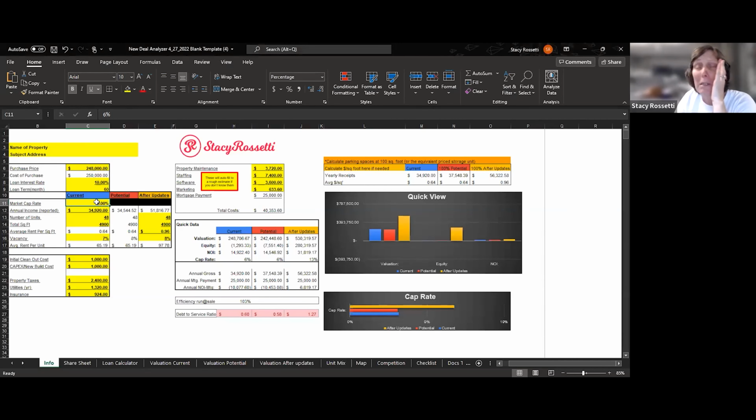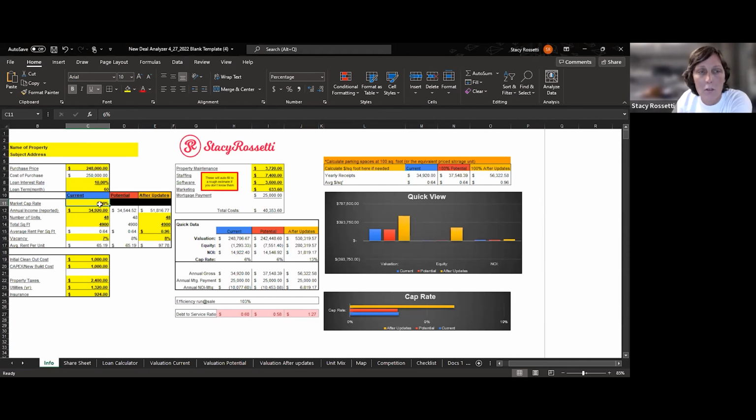Okay, so actually this property, I can't even remember where this property is, honestly. I'm thinking that this property was in Texas, but I'm not 100% sure where it was, but it doesn't really matter where it was at. It was 48 units and it's in a tertiary market. It's in a market that is like a smaller market.